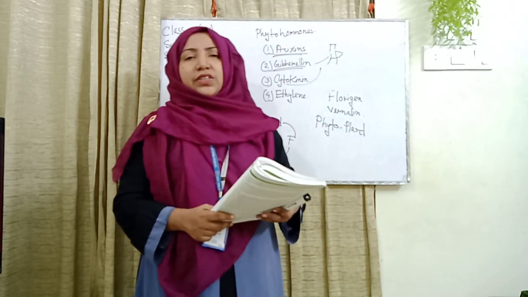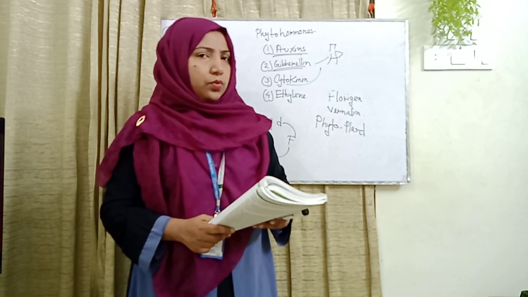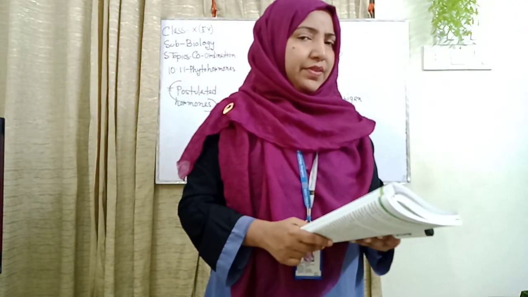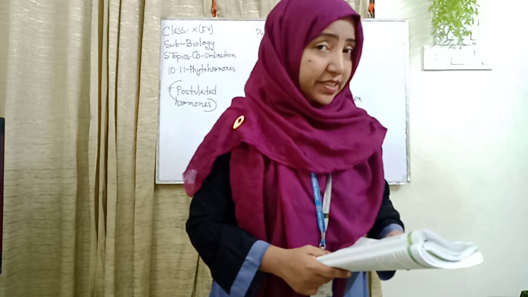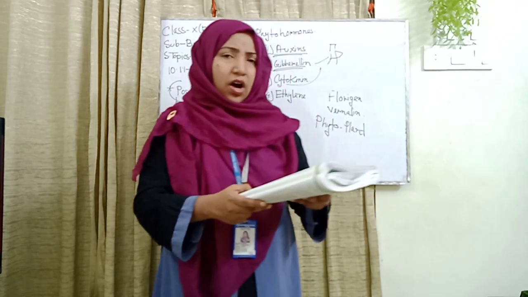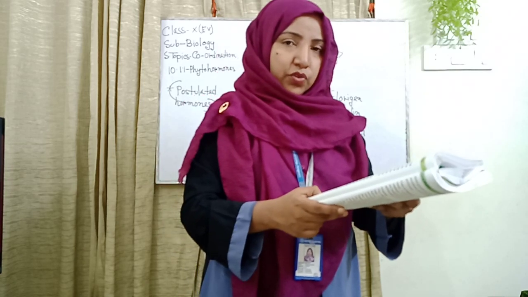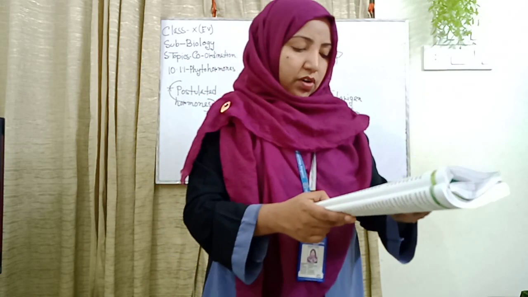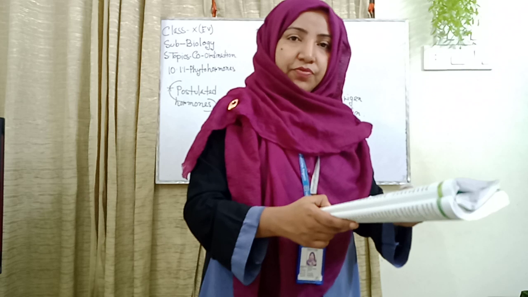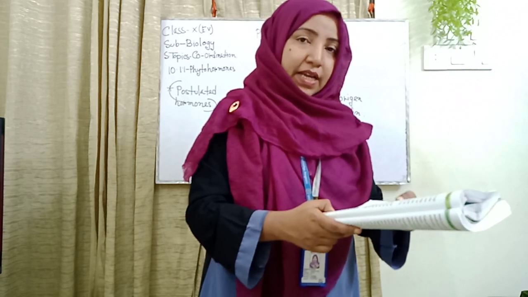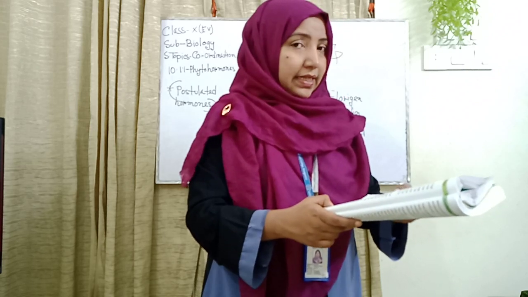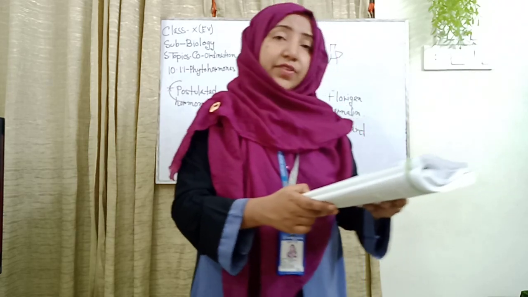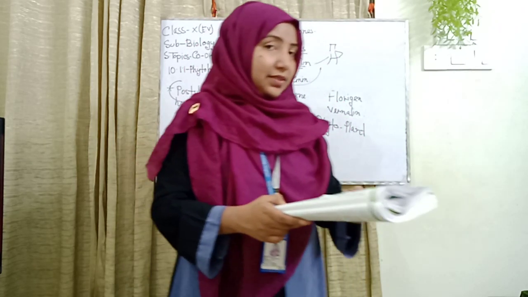Our next structure is the ethylene. Which types of the ethylene? Basically, ethylene is a gaseous substance. Here, the hormone is a gaseous substance. It helps the fruits to ripen. It is also found in fruits, flowers, seeds, leaves, and roots. Ethylene breaks dormancy in seeds and buds.